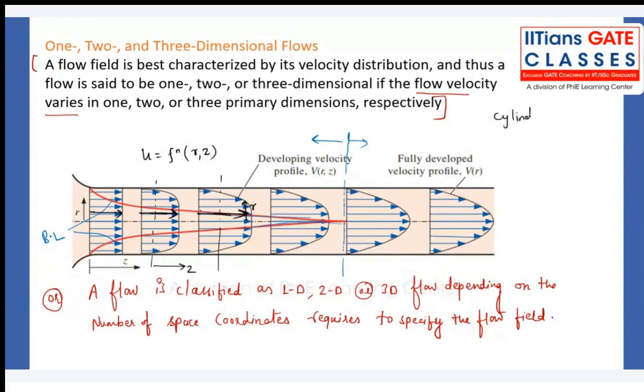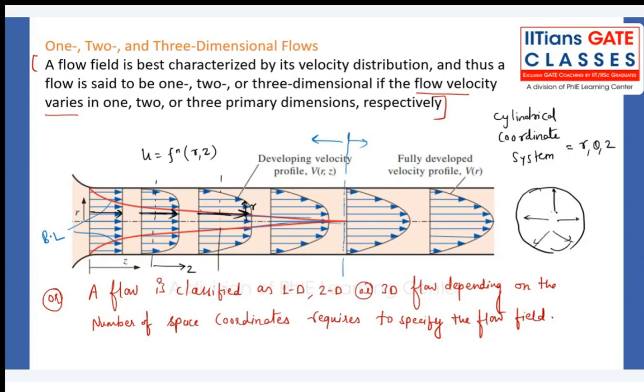The cylindrical coordinate system is r, theta, and z. But in the theta direction, there will not be any variations. The fluid is not varying in the theta direction, right? There is no swirling flow. V theta is zero, no swirl.